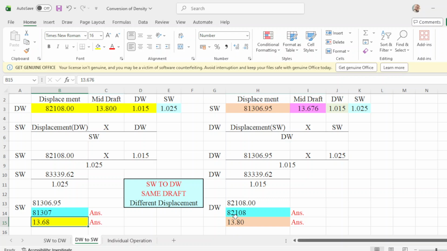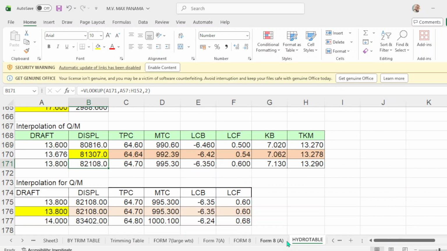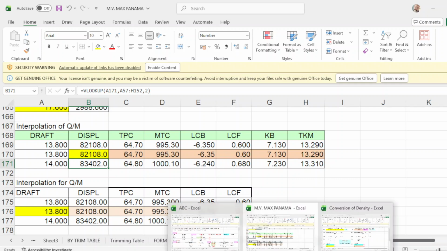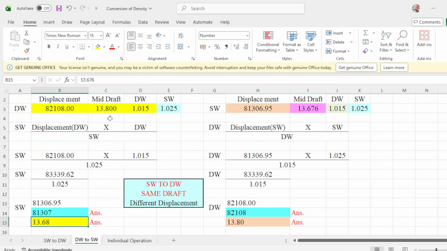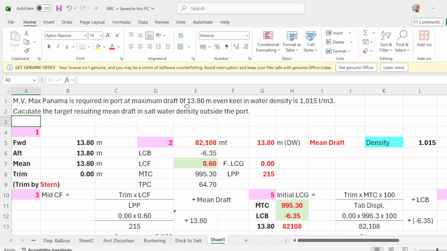So 82108. Okay, 82108. That will be 13.80. Okay, which is this one. Exactly 13.80. Okay.